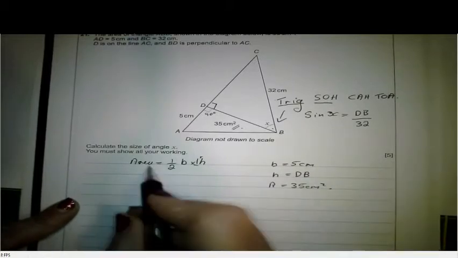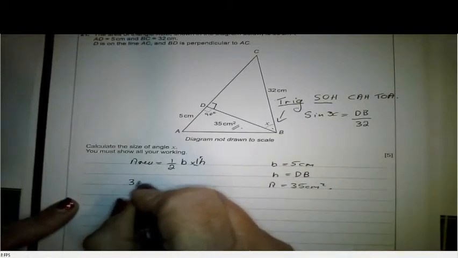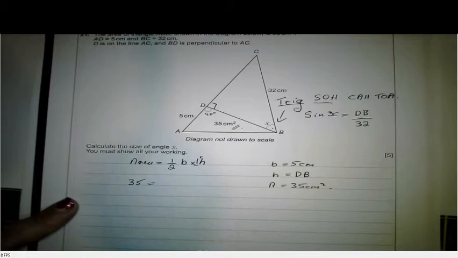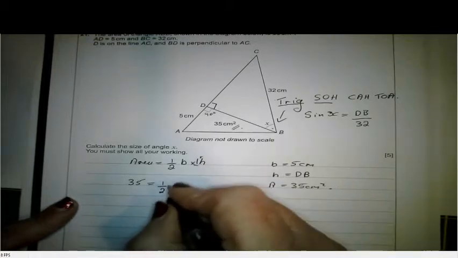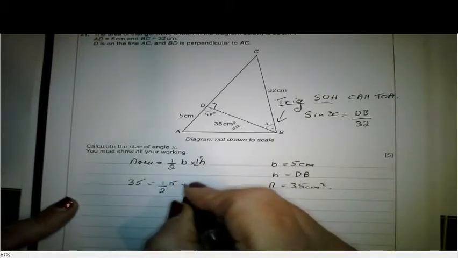So we can put this information into our formula. The area is 35, and it is calculated by multiplying a half times the base, which is 5 centimetres, multiplied by the height, which is what we don't know.